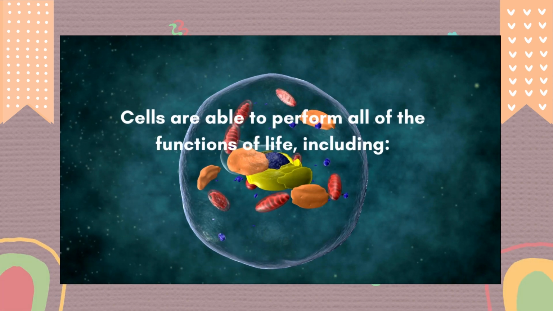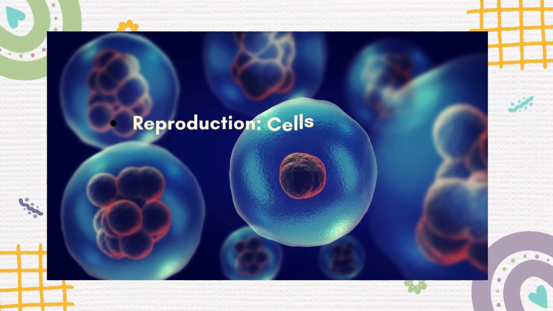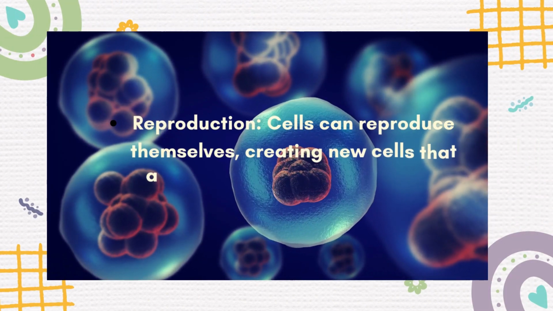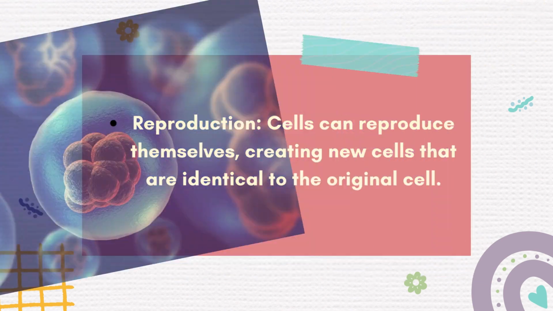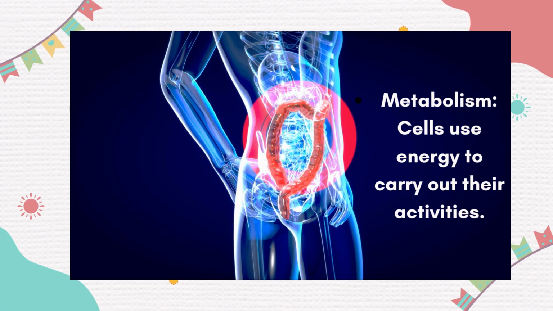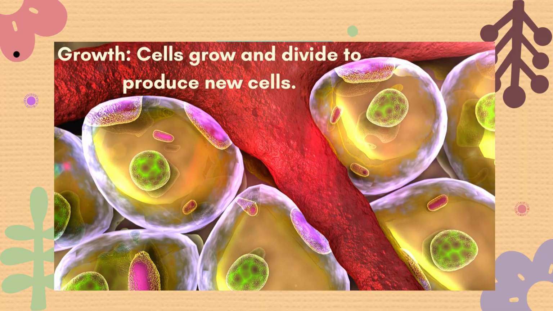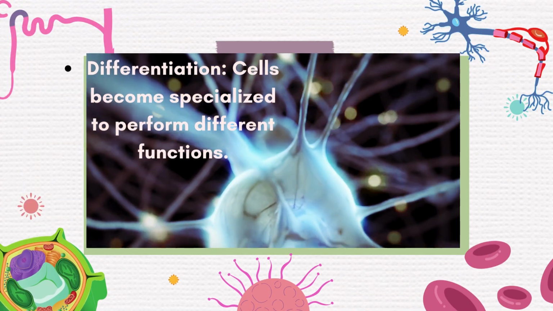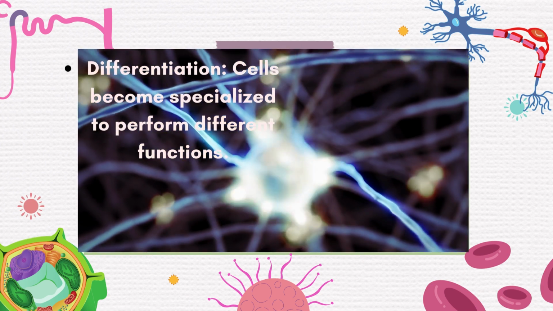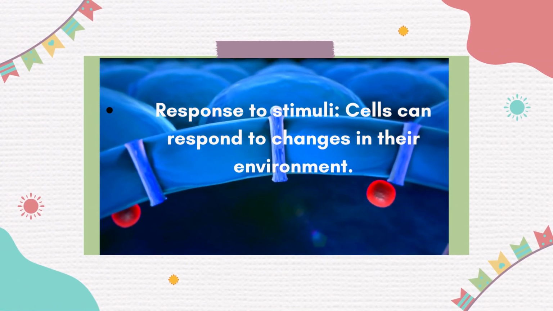Cells are able to perform all of the functions of life, including reproduction. Cells can reproduce themselves, creating new cells that are identical to the original cell. Metabolism. Cells use energy to carry out their activities. Growth. Cells grow and divide to produce new cells. Differentiation. Cells become specialized to perform different functions. Response to stimuli. Cells can respond to changes in their environment.